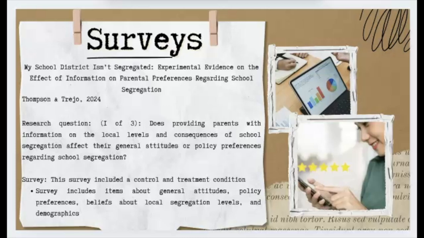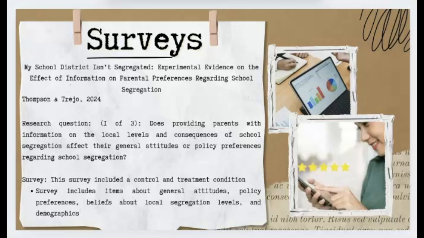So this study was called My School District Isn't Segregated: Experimental Evidence on the Effect of Information on Parental Preferences Regarding School Segregation. So again, this had multiple research questions, and I just pulled out one of them. Does providing parents with information on the local levels and consequences of school segregation affect their general attitudes or policy preferences regarding school segregation? So the survey that they used included the control and treatment condition, like I mentioned earlier, and then it had items about parents' and children's general attitudes, their policy preferences, their beliefs about local segregation levels, and then, of course, demographics.